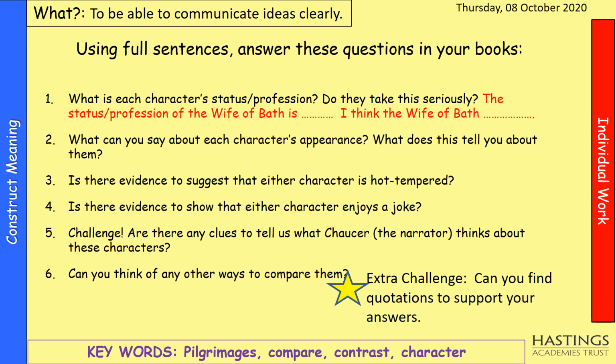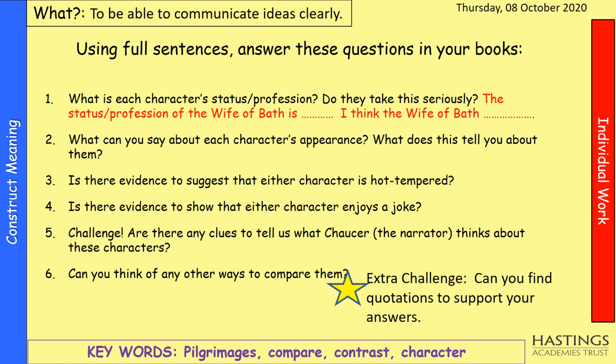Your next task, using the information from previous lessons and what you've done so far in this lesson, is to answer these questions on paper, and use full sentences in your answers. So, for instance, question 1: what is each character's status or profession, and do they take this seriously? You would write, the status or profession of the wife of Bath is, and I think the wife of Bath either takes this seriously or does not take this seriously. For an extra challenge, can you find any quotations to support your answer?